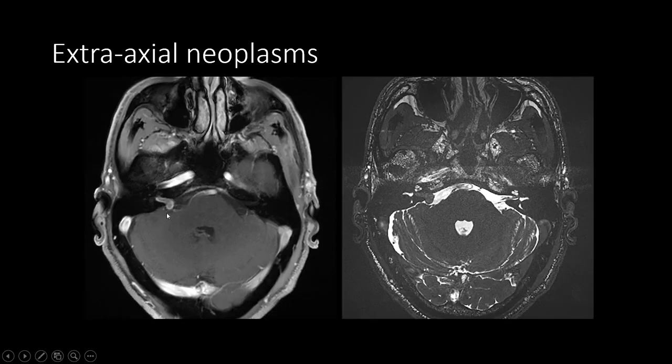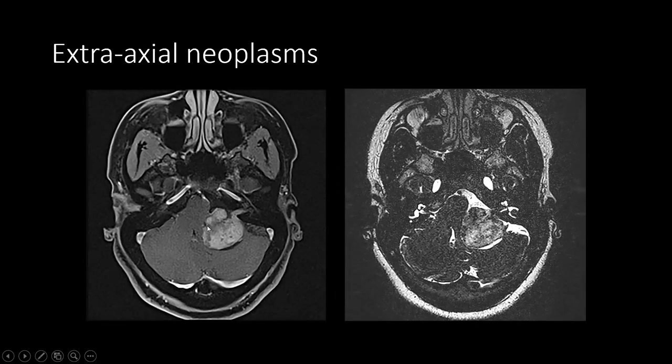So here's a very typical example on the post-contrast T1-weighted sequence of a right-sided vestibular schwannoma. We see an intracanalicular component within the internal auditory canal extending to the fundus of the internal auditory canal, and a rounded component in the cerebellopontine angle, here as well on a T2-weighted sequence.